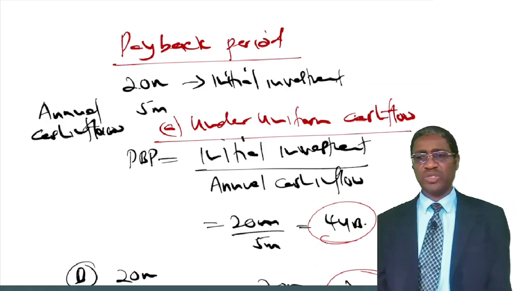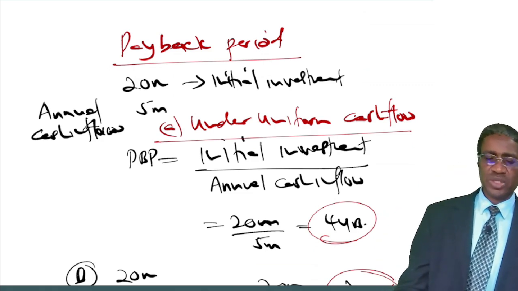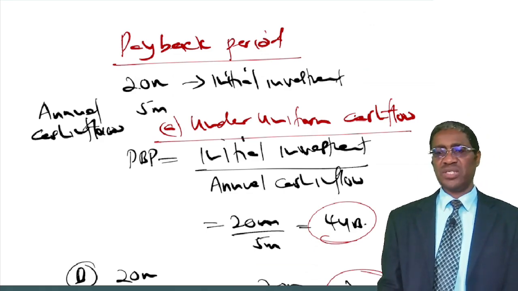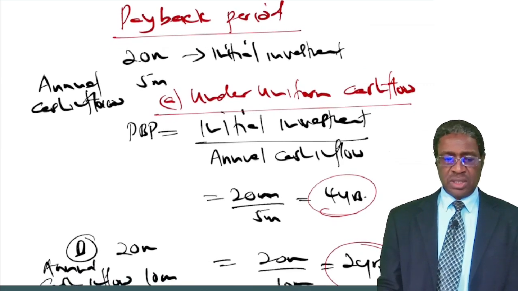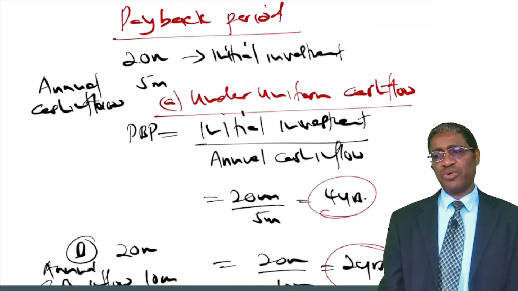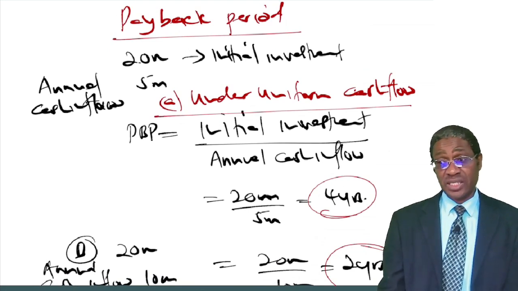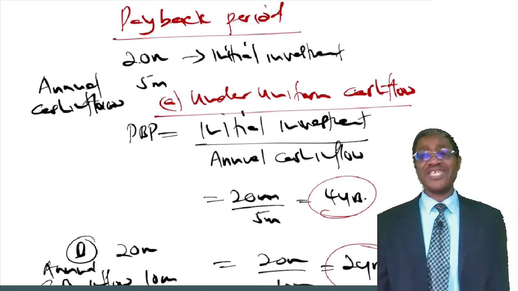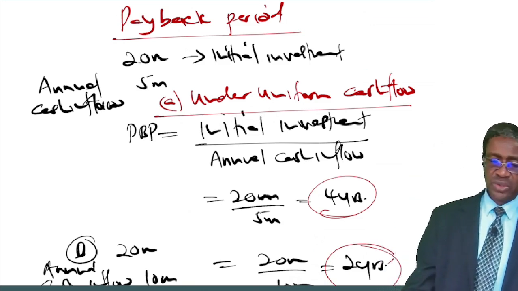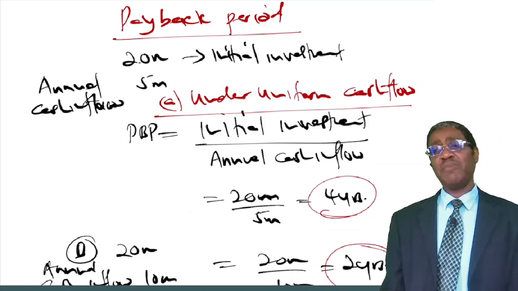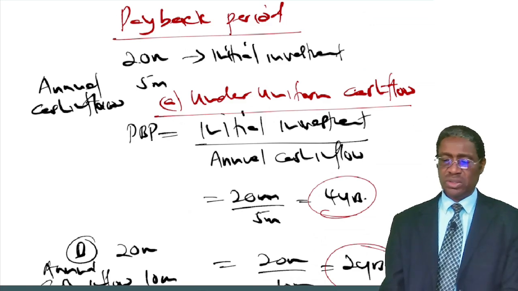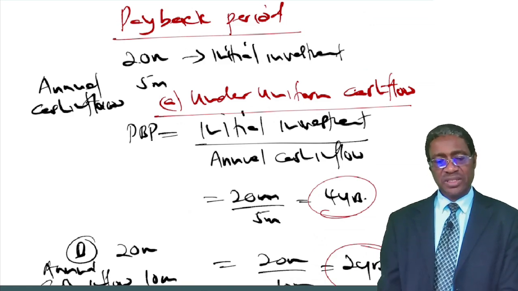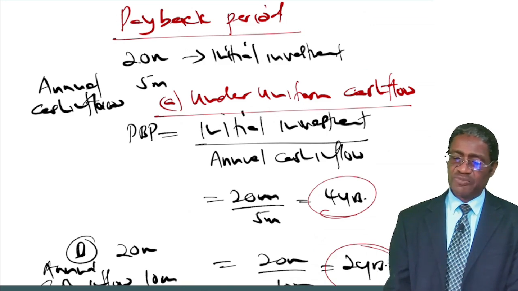Then I want to say this before we put down the formula. Under uniform cash flows, say this: if the project generates uniform cash inflows, then the payback period is determined as follows.